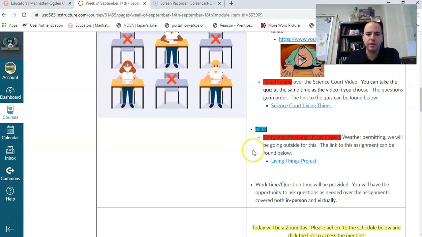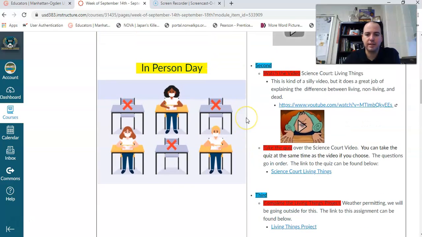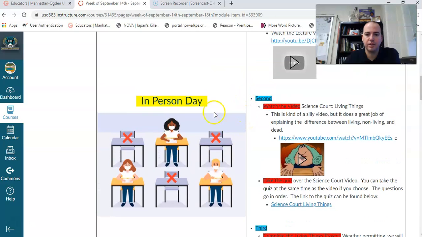And the third thing we're going to do in class this week is go outside, as the weather permits. We're going to go outside and try to find some examples of living, non-living, and dead things that we can find around our school. And so that's going to be the in-class day, the in-person day that you have this week.